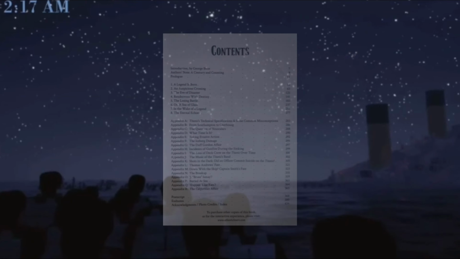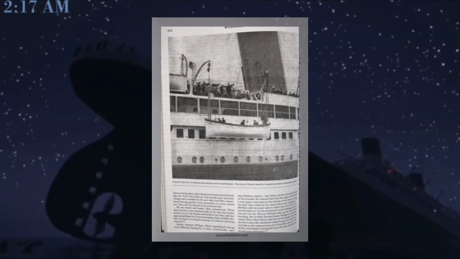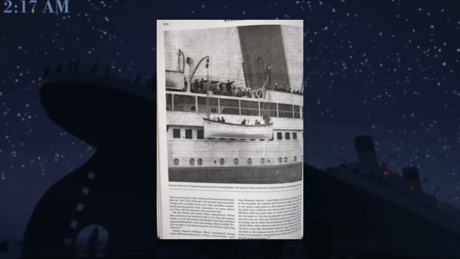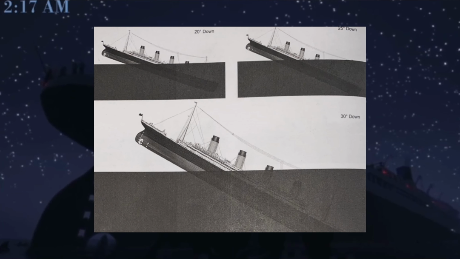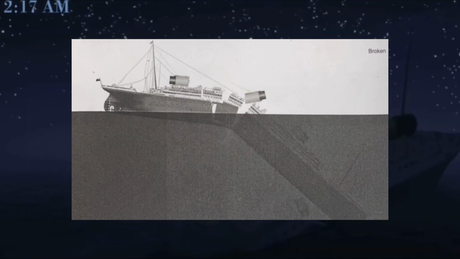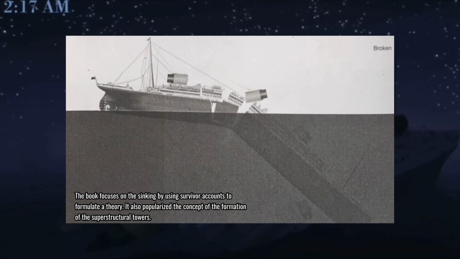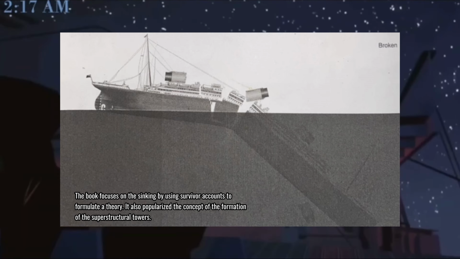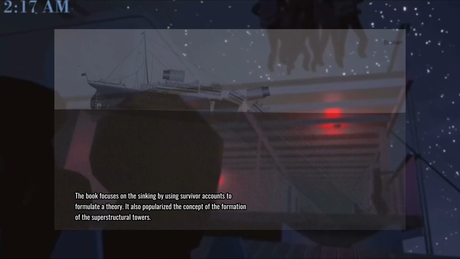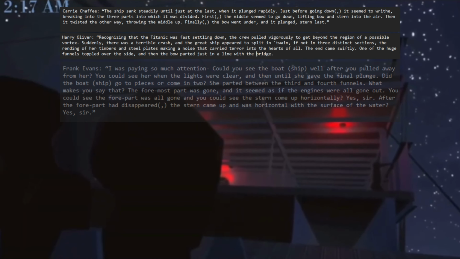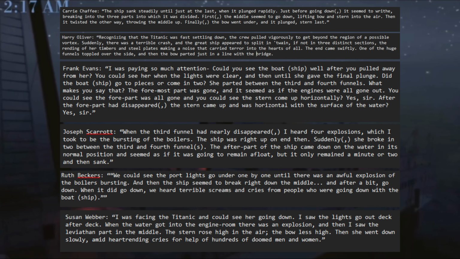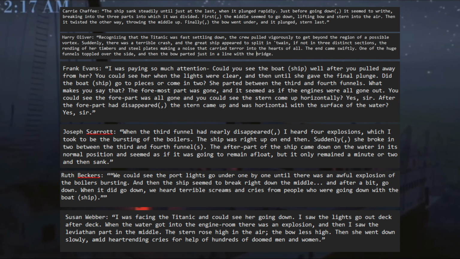It provides comprehensive information about the ship from its inception to its tragic demise. In the book, Appendix N, The Breakup, it delves into the critical moments when the ship began to break apart. The authors collected and analyzed various survivor testimonies to piece together a coherent narrative.